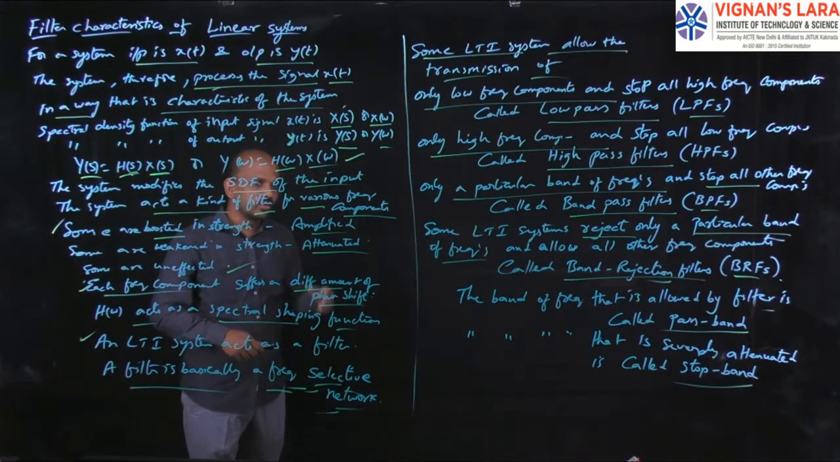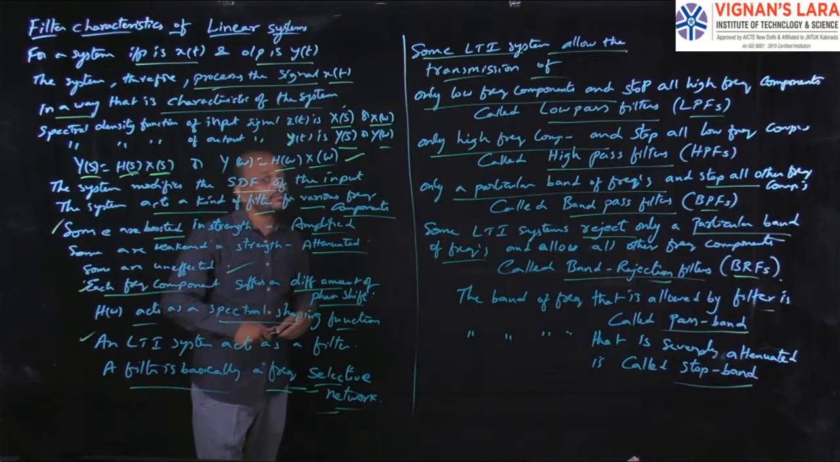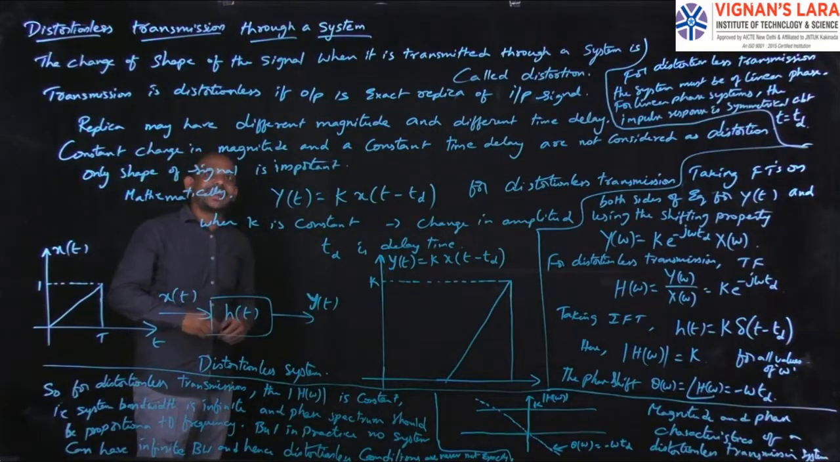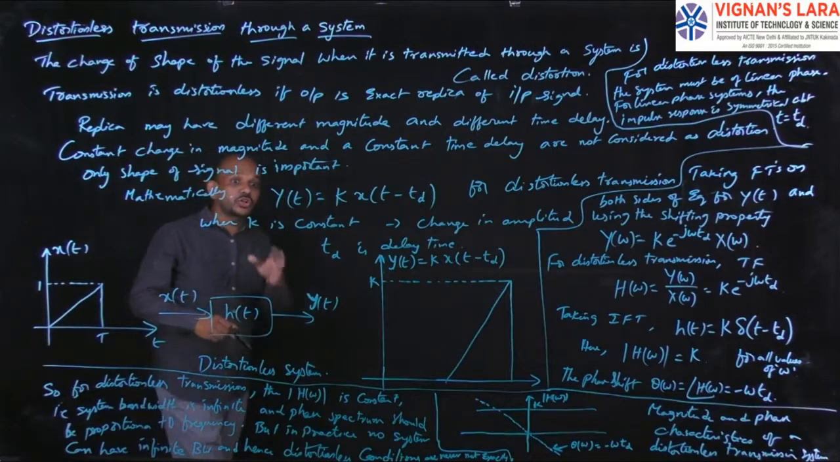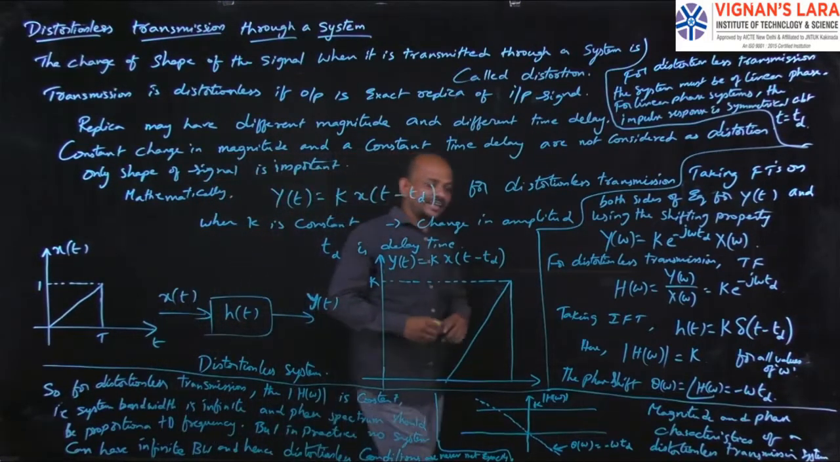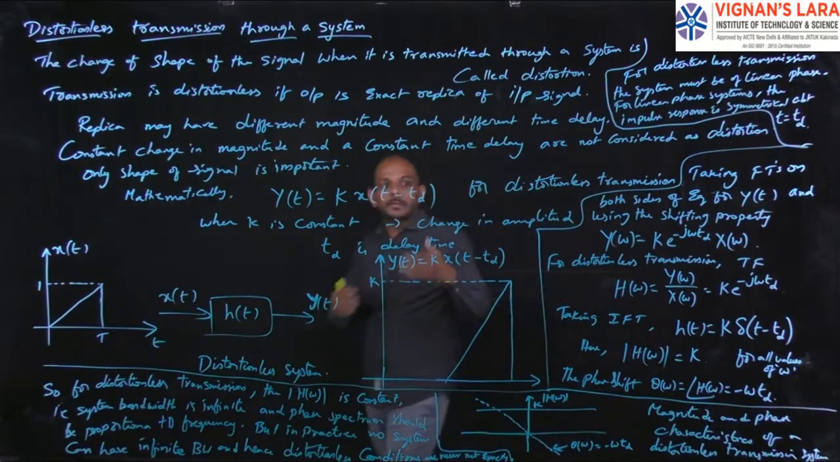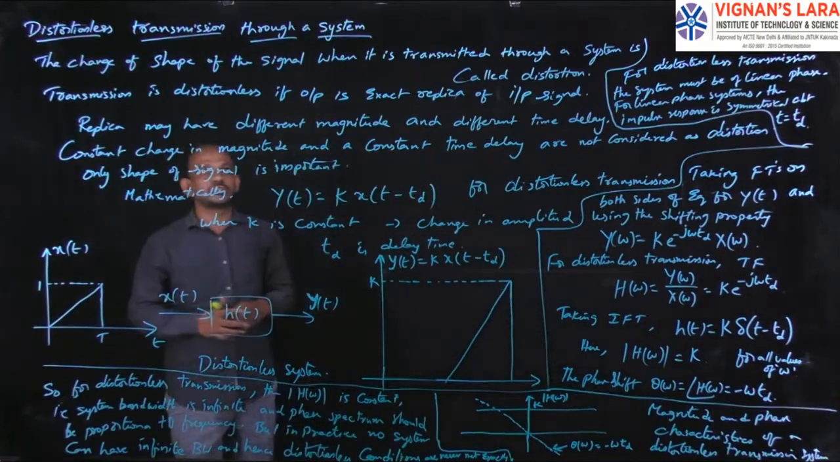Okay, now we will go for distortionless transmission. Now we move on to the topic of distortionless transmission through a system. Distortionless means that while transmitting a signal through a system, it will not be distorted. So we will see that type of transmission: distortionless transmission through a system.